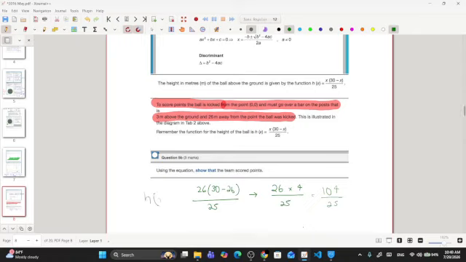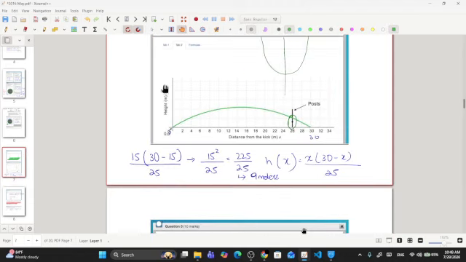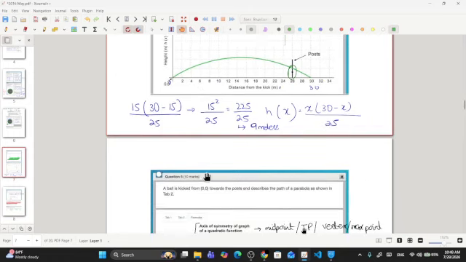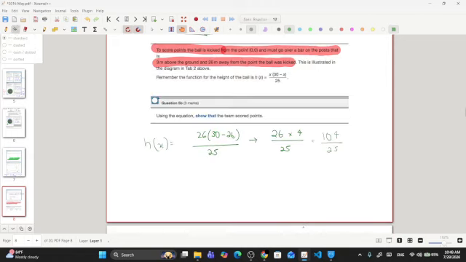That gives us the function h of x. H of x is essentially the height in meters above the ground. So h of x is represented as the y-axis, the height, and the x-axis represents the distance from the kick. So if we solve this for h of x, we get a value of 4.16 meters. And it says it should be at least 3 meters above the ground.